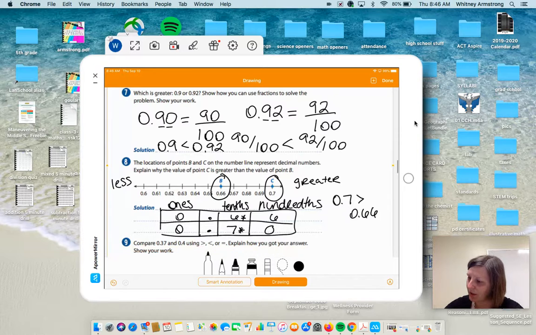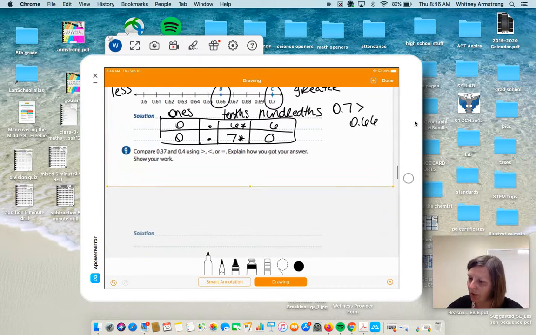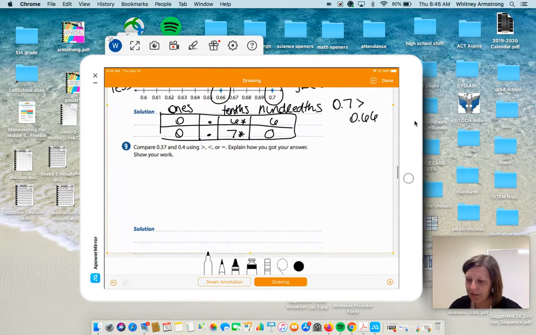So let's look down here at number 9. Compare 0.37 and 0.4 using greater than, less than, or equal to. Explain how you got your answer and show your work. I want you to try this one on your own. Any of the ways that we've just talked about solving it, you can do that. And then once you're finished, we'll come back and we'll do it together.